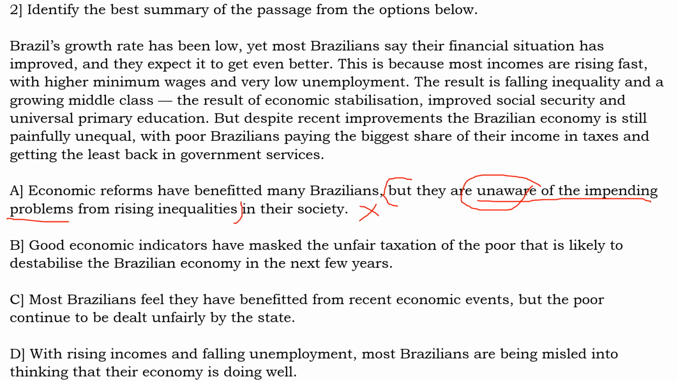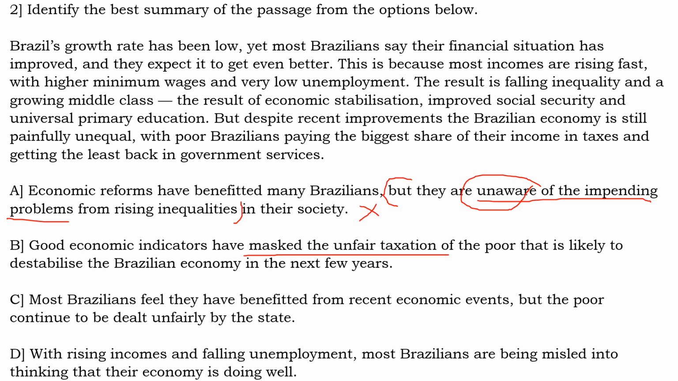You can remove it. Option B, good economic indicators have masked the unfair taxation of the poor that is likely to destabilize the Brazilian economy. Again, good economic indicators, yes, they have masked the unfair taxation, means because of these good economic indicators, people are not able to understand the unfair taxation. This is the meaning. It has been masked.